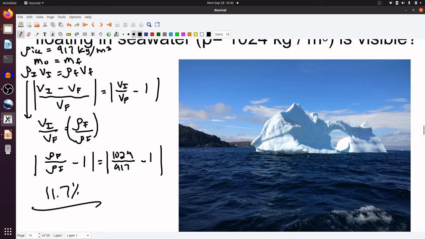So if you ever get a chance to go up to, say, Greenland or Newfoundland, or I'm told that one time an iceberg made its way all the way to Bermuda before melting, you can actually say, oh, I'm only seeing roughly 11-ish% of that iceberg. So kind of cool.